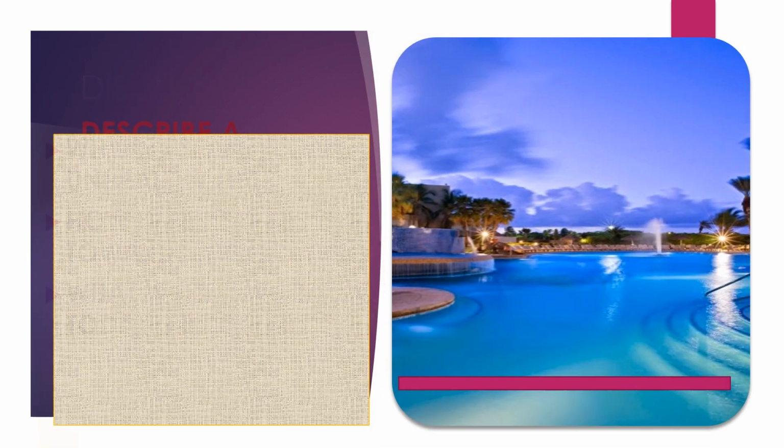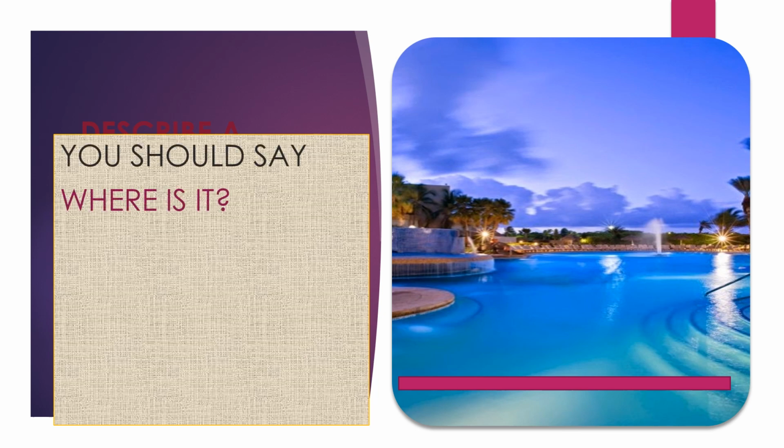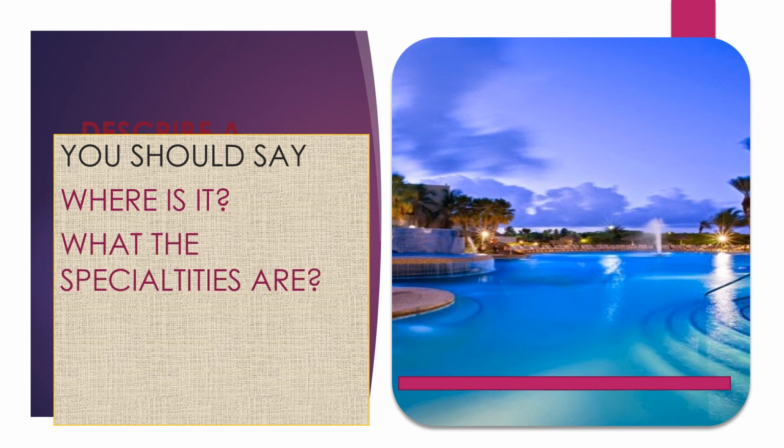So the next cue card that I'm going to talk about is describe a holiday resort that you know. And the sub questions are where is it? What the specialties are? Why it impressed you? So it is not necessary whether you are talking about the real fact or unrealistic thing. They just want to check your fluency, your lexical resources, and that's it.